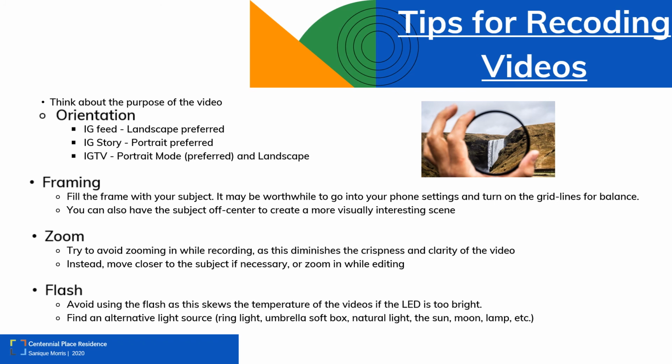Avoid using the flash. This messes up the temperature. It skews the temperature of the videos if the LED on the phone is too bright. So instead of using the flash, you want to find an alternate source of lighting. It could be a ring light, an umbrella, softbox, natural light, sun, the moon, or another phone light pointed at the source. But avoid using your flash at all costs.